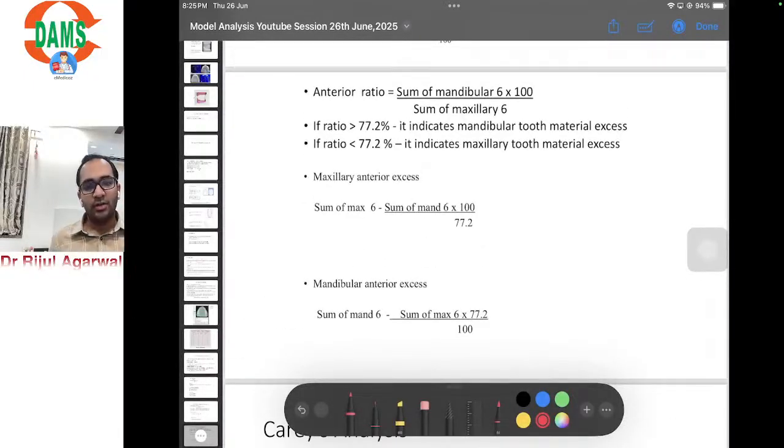So whichever area tooth material is in excess, you need to reduce it so as to get a balance between the upper and lower arch through interproximal stripping or extraction, depending on how much excess and how much deficiency there is. So this just tells us about the excess in which arch it is, and whether it is in the anterior or posterior region.